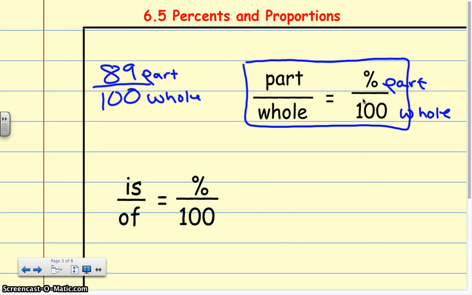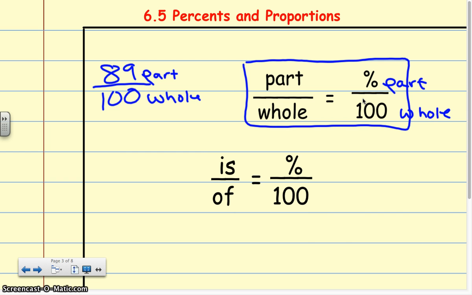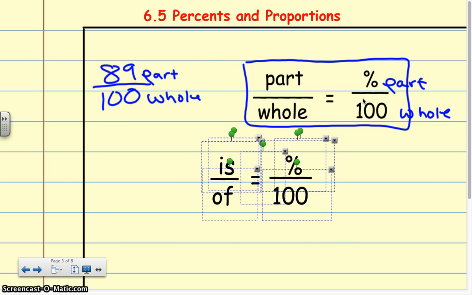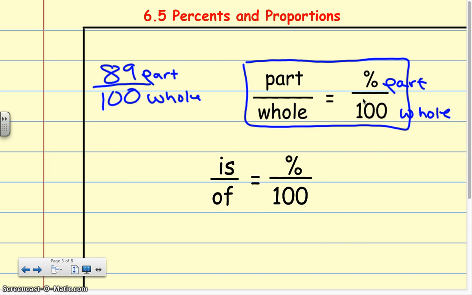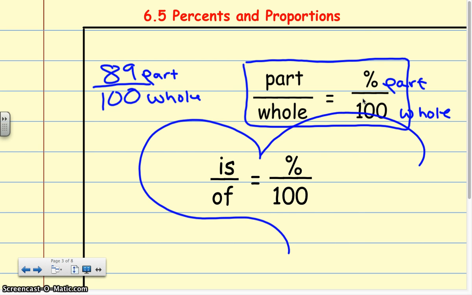This is the tricky one down here. Is is to of as percent is to 100. You just got to memorize that. This is the one that is mostly used in your 7th grade text and in your 7th grade assessments. Is is really the part. Of is really the whole.